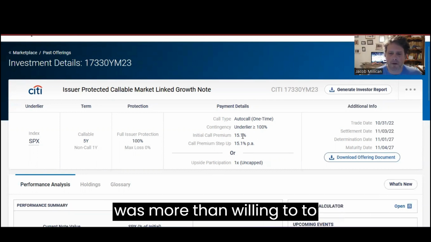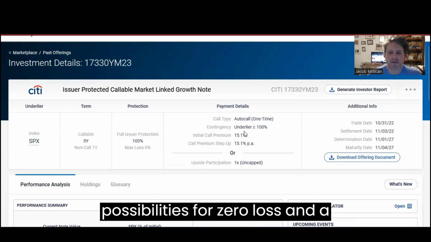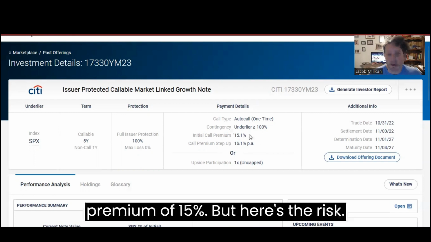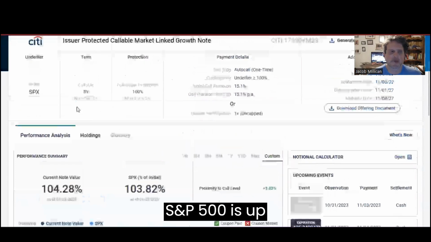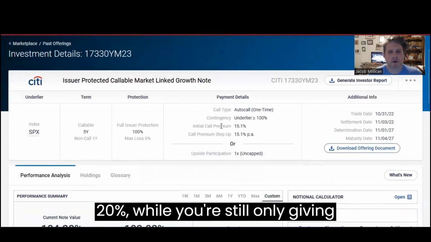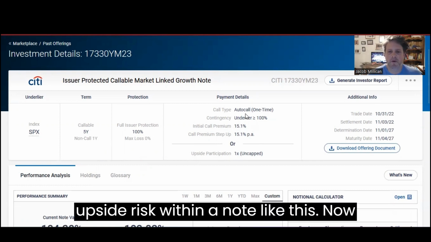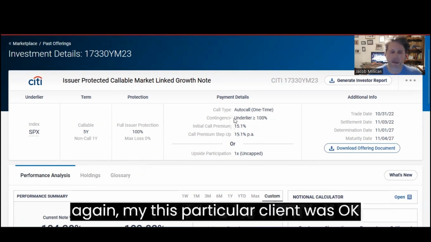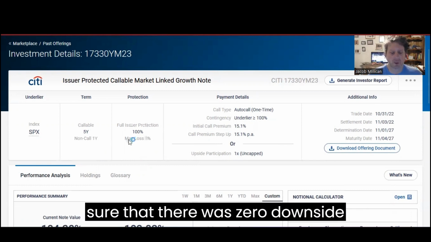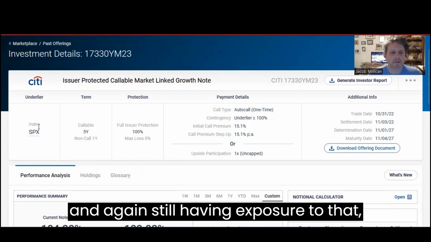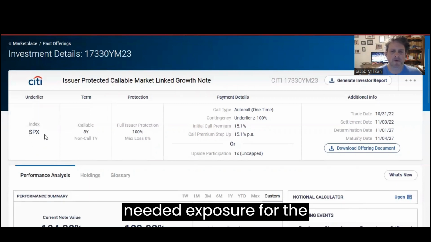And my client was more than willing to give up some upside possibilities for zero loss and a premium of 15%. But here's the risk. Let's say at the end of 1 year, the S&P 500 is up 20%. Well, you're still only getting that 15%. So there is some upside risk within a note like this. Again, this particular client was okay giving up some of that upside to make sure that there was zero downside, and still having exposure to the S&P 500, which she still needed.